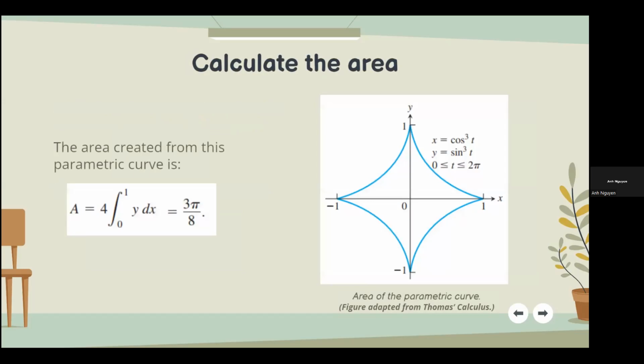For calculating the area, we can see that sometimes the area enclosed by the parametric curve is repeated. So we only need to calculate a section of it, then we can multiply it with a number. Thank you. We will now move on to the following section on circular motion.